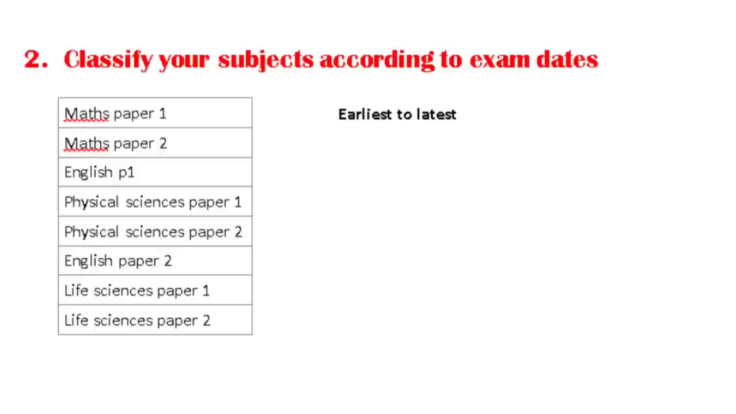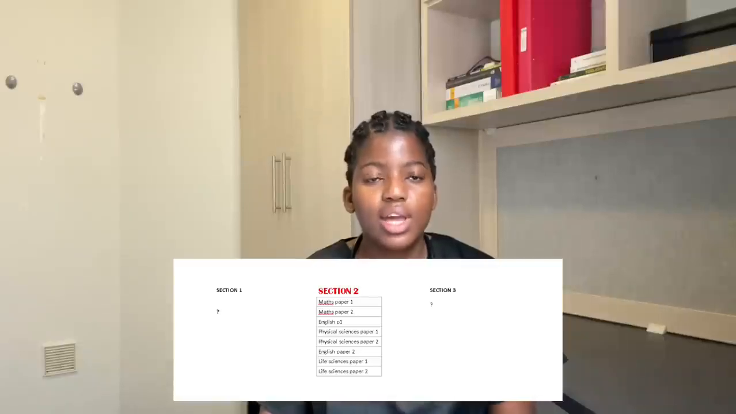Secondly, you want to classify your subjects according to your exam dates. So you will divide your exams into 3 sections. The first section is the exams that you're going to write earlier. The second section is the exams that you're going to write in the middle. And the third section is the exams you're going to write last. For example, if you are writing 15 exams, the first 5 exams are going to be section 1, the second 5 exams are going to be section 2, and the last 5 are going to be section 3.